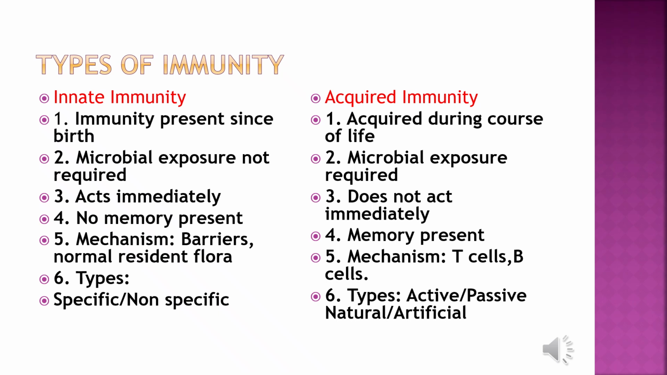Then acquired immunity is acquired during the course of life, microbial exposure is required. It does not act immediately. It takes some time to act to form the antibodies, and then memory is present for the second or subsequent infection. The mechanism is by T cells or B cells, and it is divided into two types mainly, active and passive, and each is divided into natural and artificial.